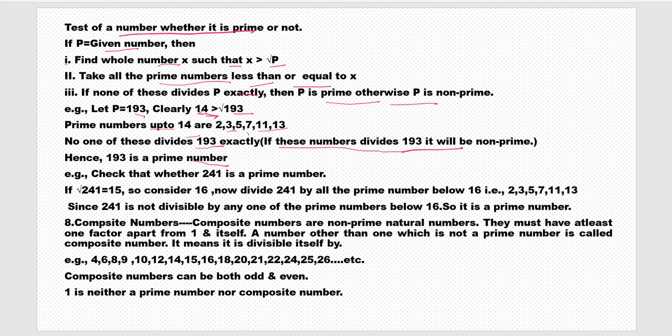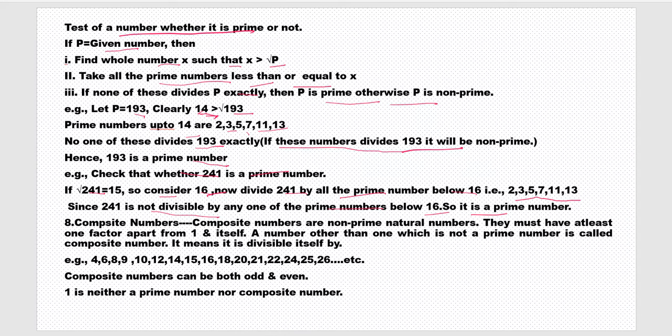Let us take another example. Check whether 241 is a prime number or not. The square root of 241 is between 15 and 16. Consider 16. The square root of 225 is 15, and the square root of 256 is 16. Now divide 241 by all the prime numbers below 16: 2, 3, 5, 7, 11, 13. Since 241 is not divisible by any one of the prime numbers below 16, it is a prime number.